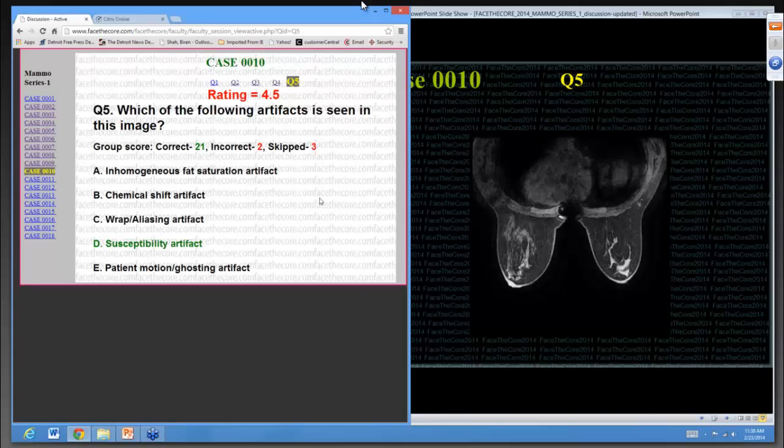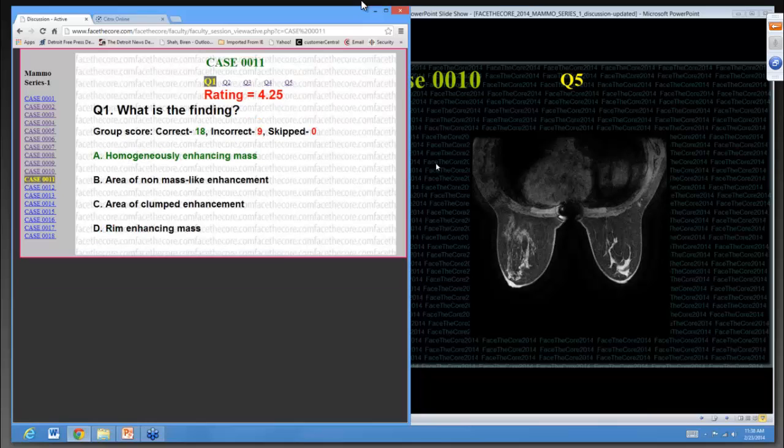Okay, which of the following artifacts is seen on this image? Many of you got this right. This is a susceptibility artifact. There's a local signal void, intensity void, with partial surrounding area of high signal intensity and image distortion in the sternum. This represents metallic susceptibility artifact from sternotomy wires.